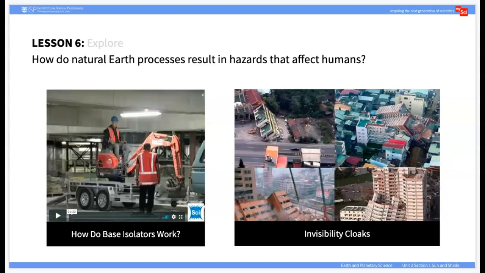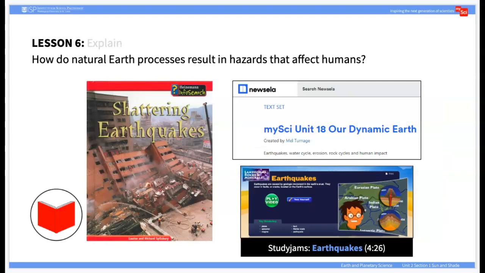Additionally, pressurized rubber at the base of a building could keep specific types of elastic waves from traveling through the ground. This design idea, termed an invisibility cloak, would result in the waves traveling around the building rather than through it. In the Explain portion of this lesson, students will read Shattering Earthquakes.